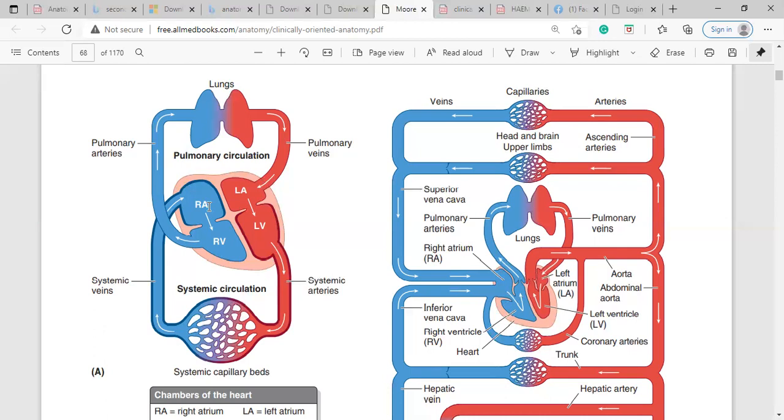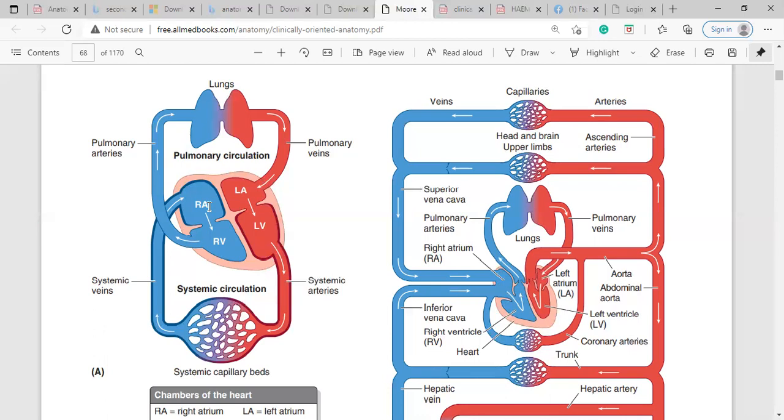Okay. So from this diagram, you see two different colors, the blue and the red. What does the blue color stand for? Deoxygenated blood, and red stands for oxygenated blood. Okay. So in which chambers of the heart will you find deoxygenated blood? In the right atrium and the right ventricle. So the right side of the heart contains deoxygenated blood.